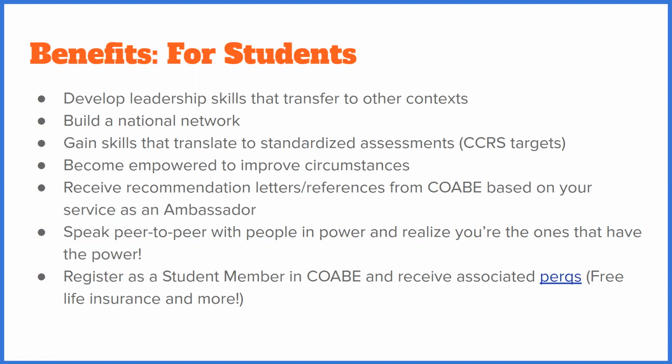And one thing that's really empowering for students as a big benefit is that you speak peer-to-peer with people in power and realize that you're the ones that have the power. And of course, we encourage all of our ambassadors to register as student members in COABE, and being a student member in COABE gets you some more benefits, like free life insurance for a 2-year term and access to job postings. And so regardless of whether or not you become an ambassador today, make sure that you and any adult learners that you're acquainted with become student members in COABE.